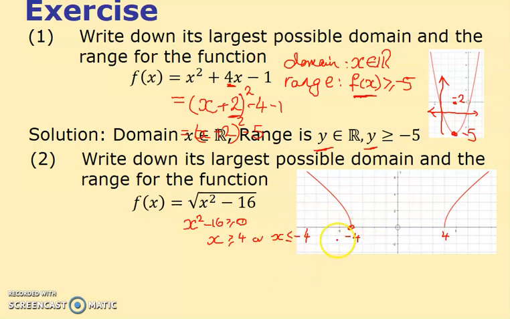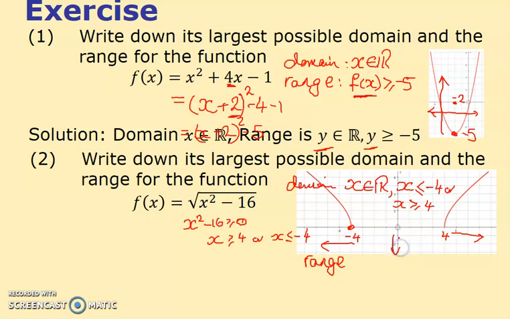Well, let's talk about the domain now. You can see clearly the domain. Well, it's all numbers bigger than 4 and all numbers less than minus 4. How do we write that? We say x belongs to real numbers, x is less than or equal to minus 4, or x is greater than or equal to 4. So this was the domain. And what about the range? Well, on the range front, you can see it never goes below there. There's no negatives. It starts at 0 and it goes upwards. So I'm just going to stick with my f of x. F of x is greater than or equal to 0.